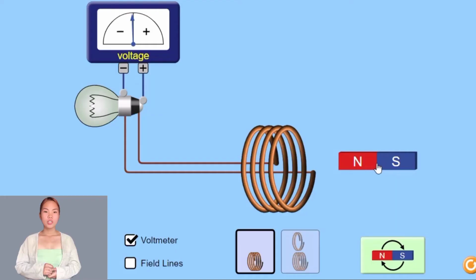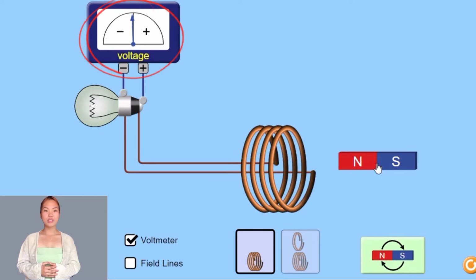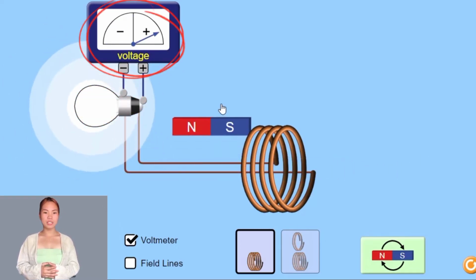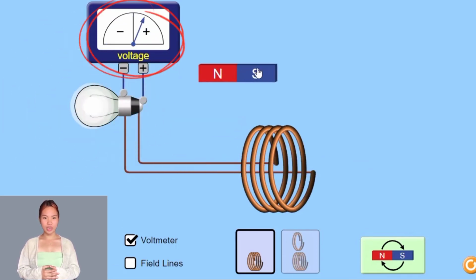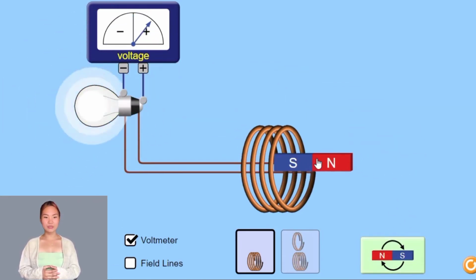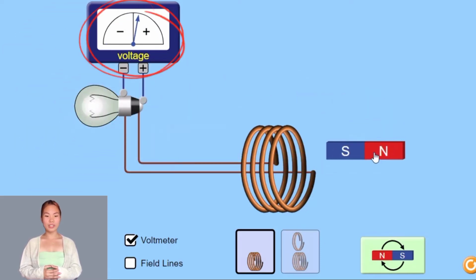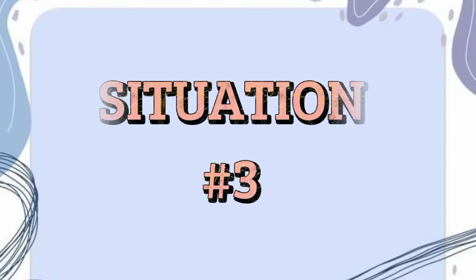So therefore, as we move the magnet with the north pole leading the exit from the coil, you can see that there is a clockwise movement of the needle in the voltmeter, which means there is a fluctuation of positive voltage. On the other hand, as we move the magnet with the south pole leading the exit from the coil, there is a counterclockwise movement of the needle in the voltmeter, which means there is a fluctuation of negative voltage. Problem number 3.